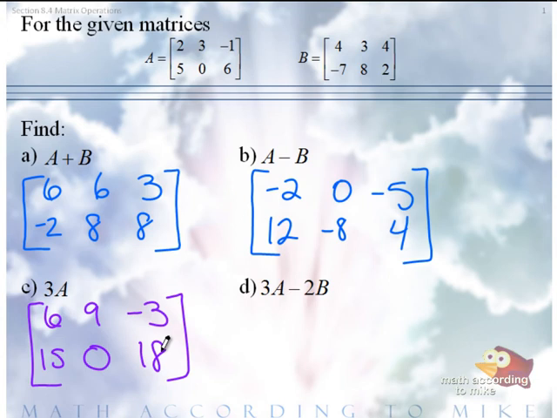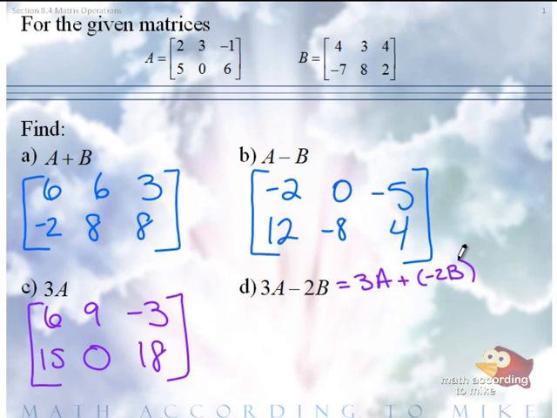And then in part D, we call that a linear combination, when you multiply one or both by numbers and add them together, or subtract in this case. Now to do part D, notice we already did the first part. We found 3A. Instead of multiplying B by 2 and subtracting, I would prefer you thought of this as 3A plus a negative 2B.